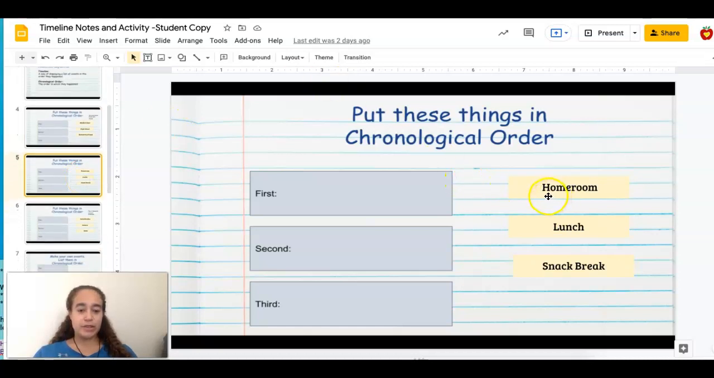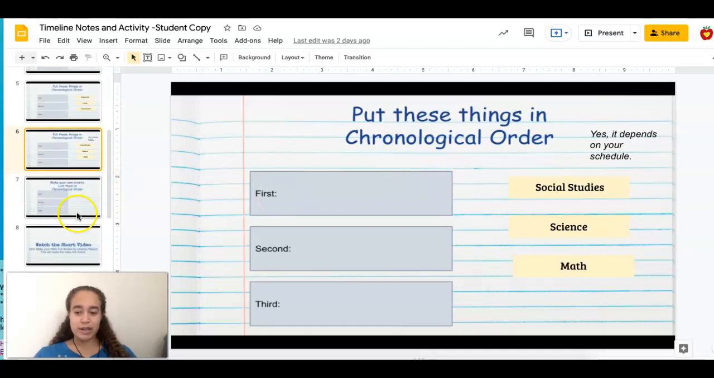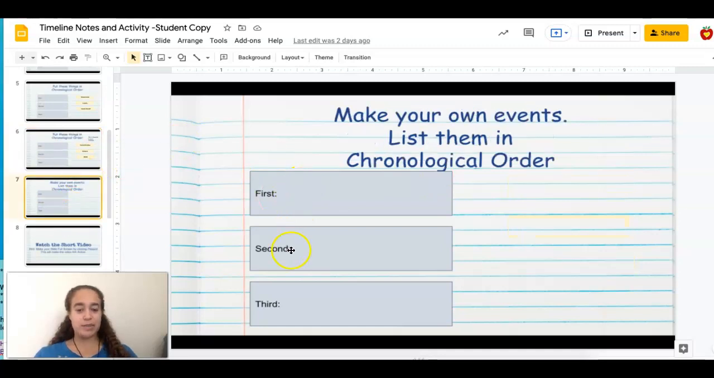We know that our school starts with homeroom, then we have snack, and then we have lunch. Slide 6, it depended on your schedule. You put your classes in the correct order. And then for number 7, you got to make up any 3 items as long as you put them in chronological order.